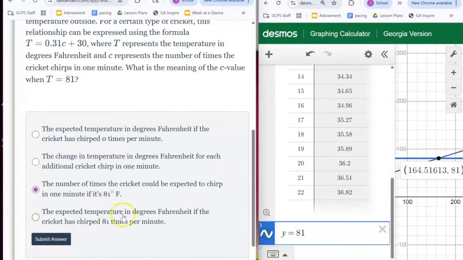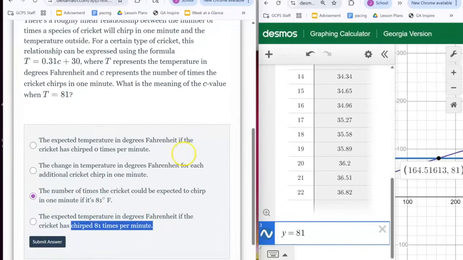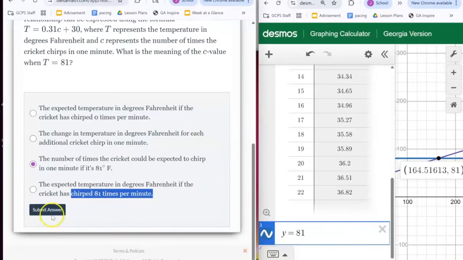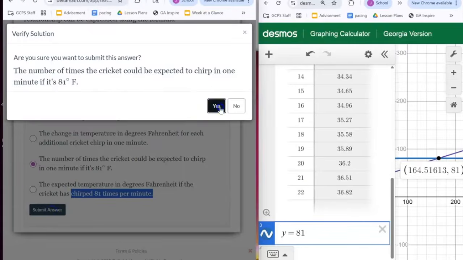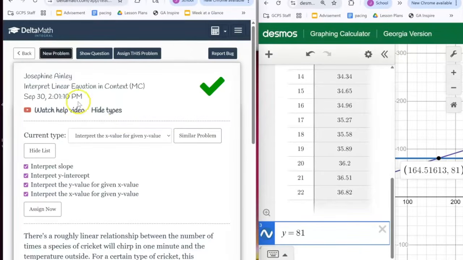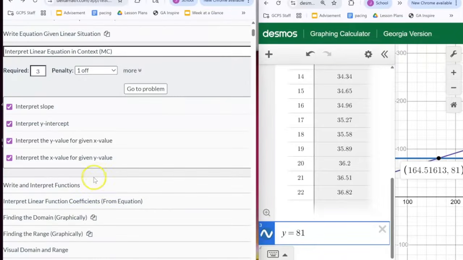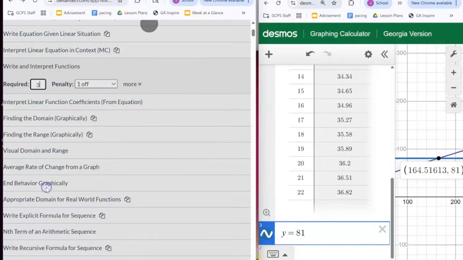What's the last one? The expected temperature in degrees Fahrenheit if the cricket has chirped 81. Again, nobody cares how many times it's chirping, just that the temperature is 81. Okay, so I hope that has really cleared it up. If not, you can definitely come and see me. Those are all the 4 types of questions that you can get in order to interpret something. So we're going to move on to the next one, which is write and interpret functions.